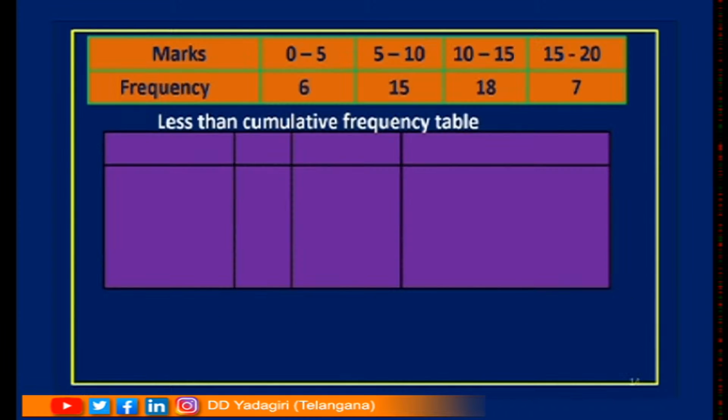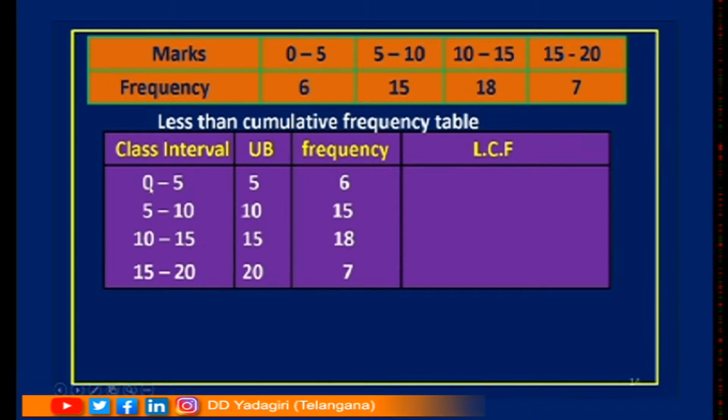Okay children, now what I am doing here? First I am taking class interval, next upper boundary, next frequency, next LCF. First class interval is 0 to 5. Then 0 to 5, 5 to 10, 10 to 15, 15 to 20. Children, in your last class you learnt what are exclusive classes, right? So these are exclusive classes.